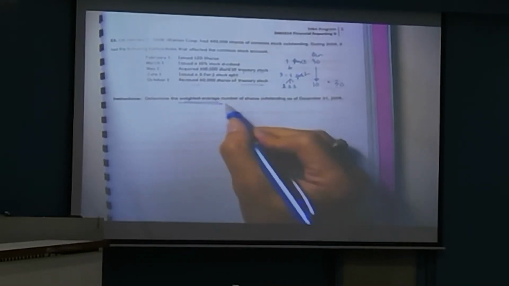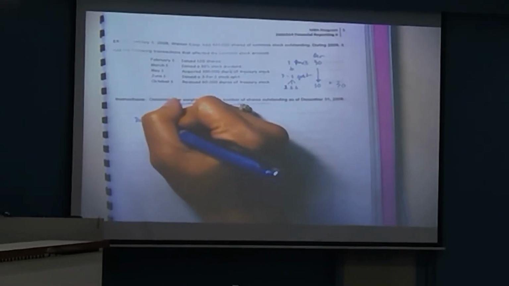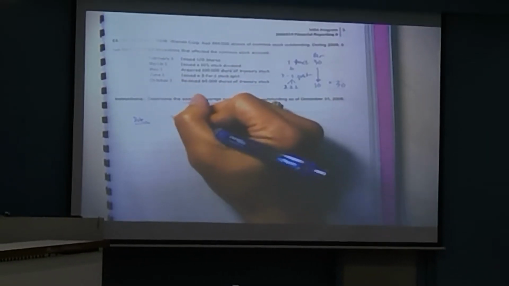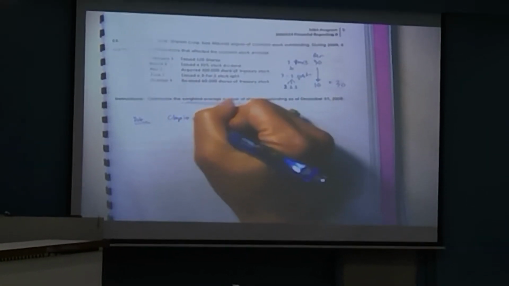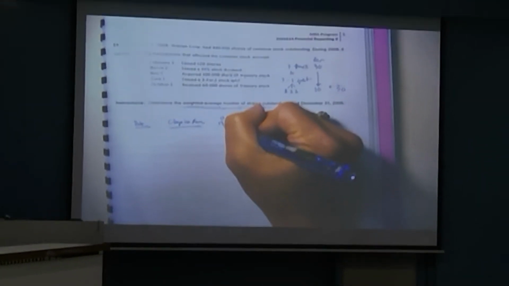When you do a 10% stock dividend, you have to pretend like this happened at the beginning of the period. So if I want to calculate the weighted average number of shares, this is what I'm going to do. I'm going to go down like this. I'm going to write down the date first, and then the change in the shares and the outstanding shares.